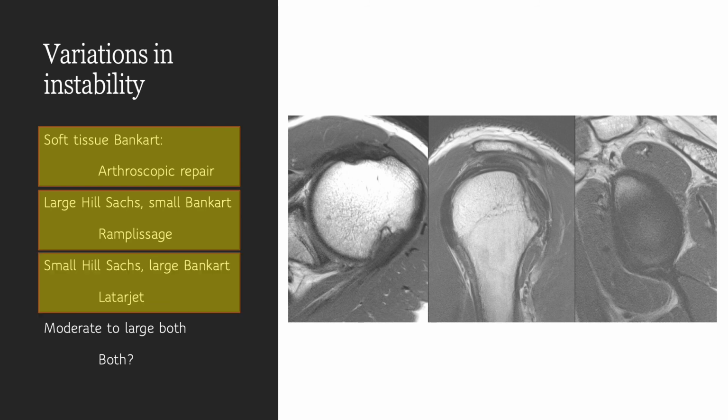On the other hand, you may have somebody who has a small Hill-Sachs and a large bony Bankart with bone loss, and in this case the answer would probably be to do a Latarjet procedure. And then finally, when you have patients who have moderate to large Hill-Sachs lesions as well as glenoid bone loss, in those patients you may decide to do both.